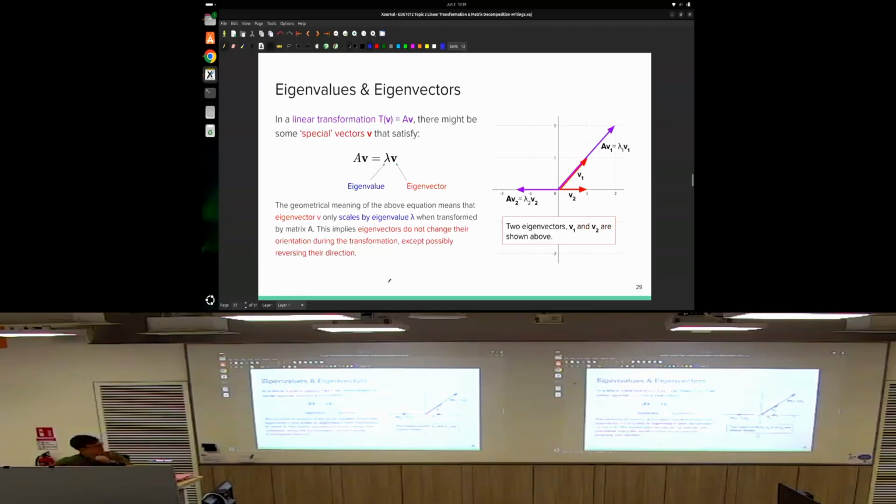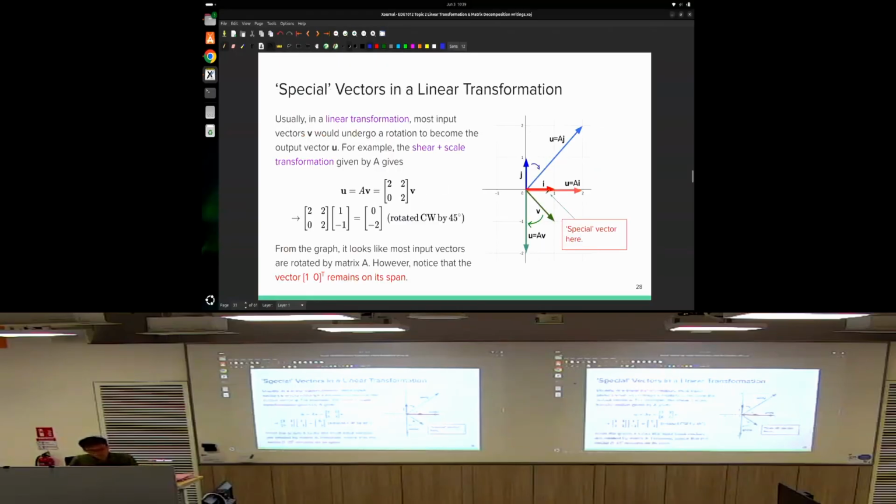But then, what is the general definition of such a special vector? Because it doesn't get rotated, if it doesn't get rotated, then effectively it is just a constant multiplied by the vector. If you look at this guy.